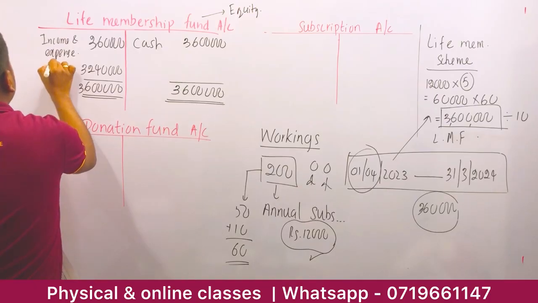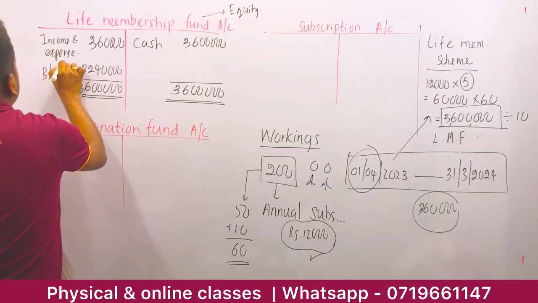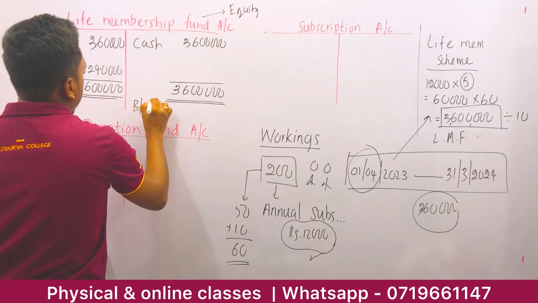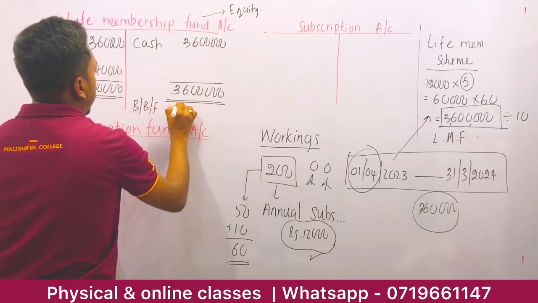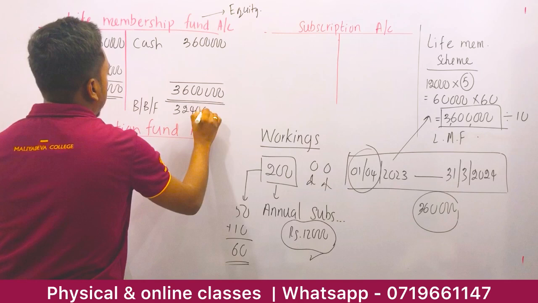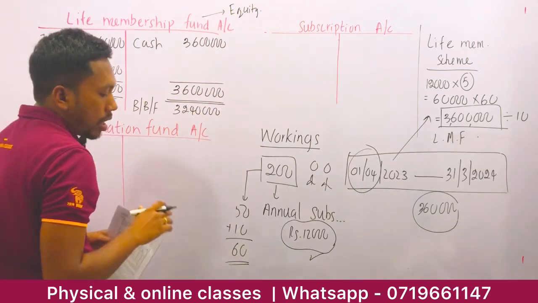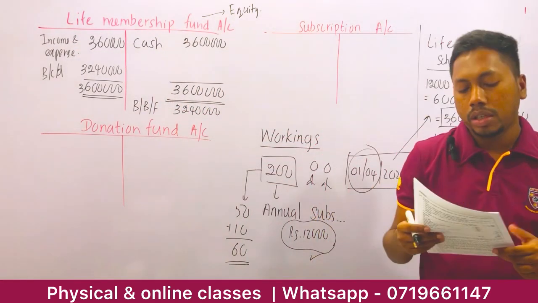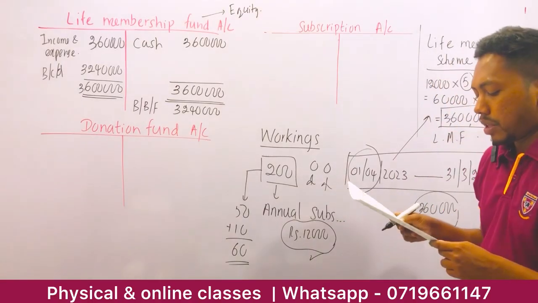Okay, balance carried down. Here, balance brought forward, 3.24 million. Okay, we are done with life membership. Then come to annual subscription.